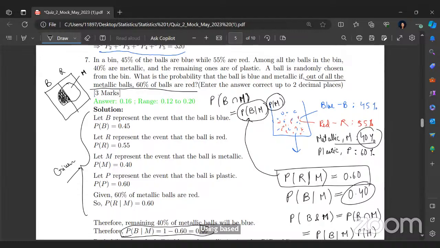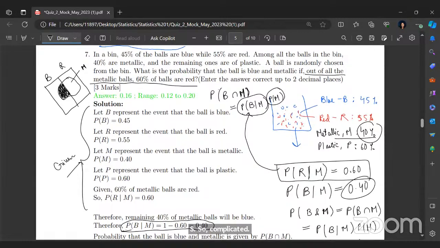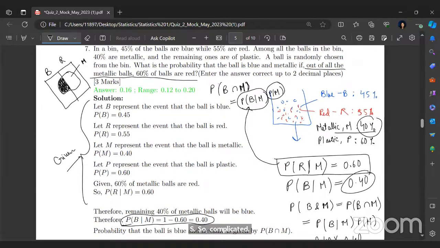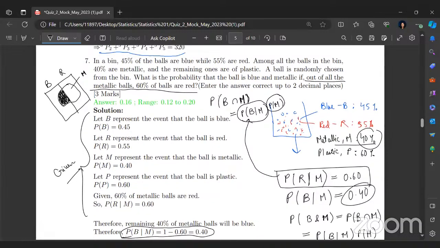Because what you want is this shaded region, right? And using Bayes' theorem, it's a little complicated. Maybe you can try from Venn diagram. But again, I think whatever you feel more comfortable with. I mean, there are many ways to solve any problem.